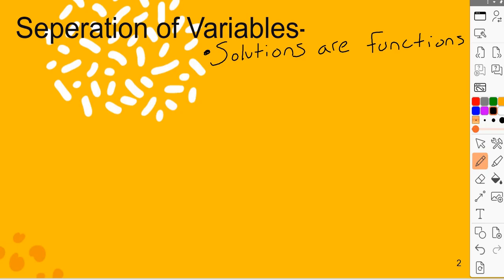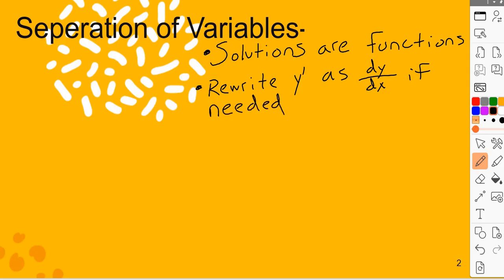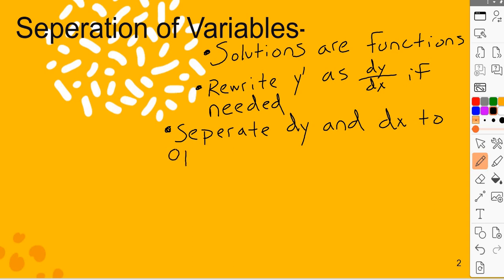our c values. But our first step is going to be to rewrite y prime as dy dx if needed. So sometimes it will already be given to you with dy's and dx's so that you don't have to worry about it. But if you have y primes, you have to have those dy dx's in there. Then we're going to separate dy and dx to opposite sides. How have we done this in the past?